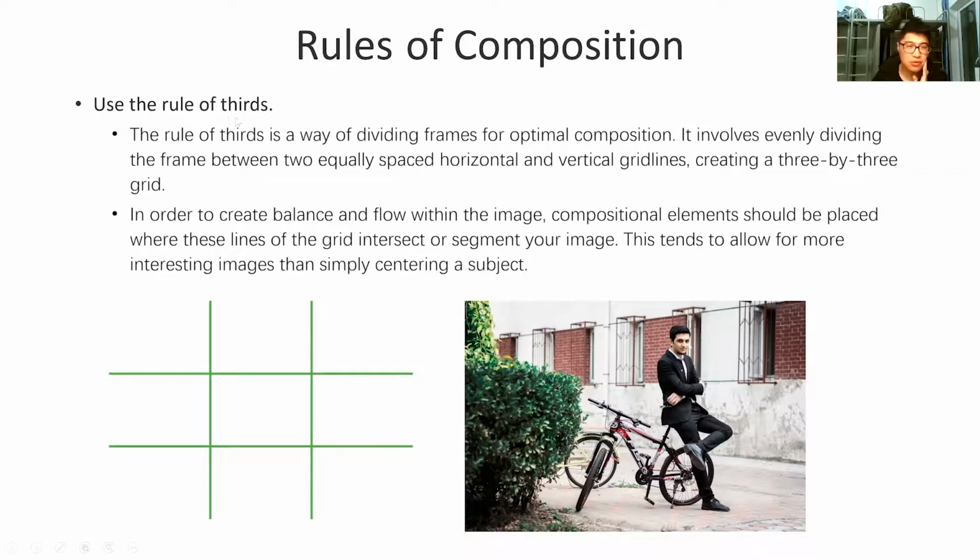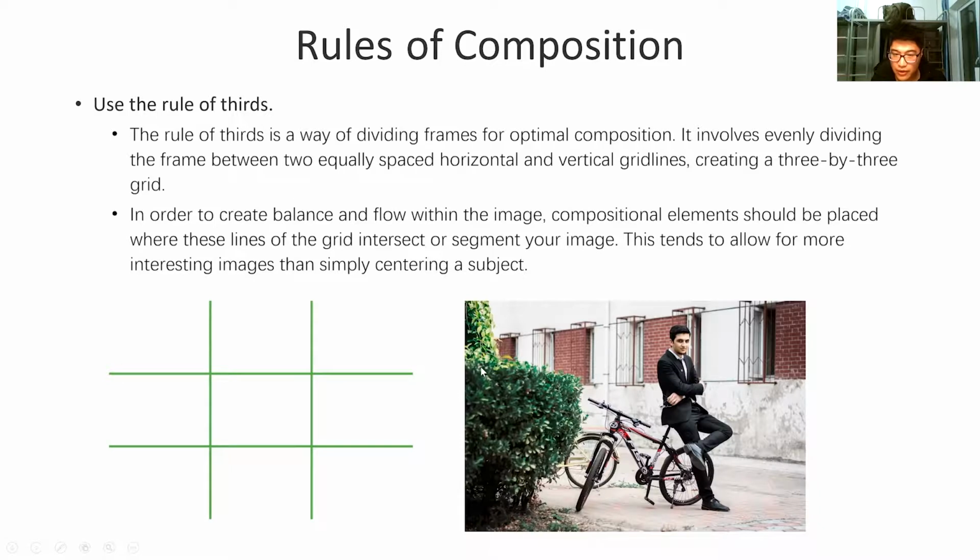Let's talk about this. This is the rule of thirds. The rule of thirds is a way of dividing frames for optimal composition. It involves evenly dividing the frame with two equally spaced horizontal and vertical grid lines, creating a 3x3 grid. So what does this mean? You can see this 3 by 3 grid. When you take some pictures, you can put your subject or things along these lines. Sometimes you can also put your subject in these corners, because you can see these lines cross here. You can put your subject here, here, and here is also okay.